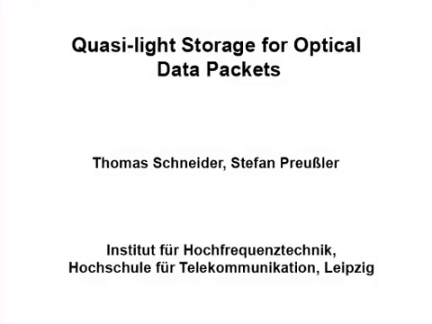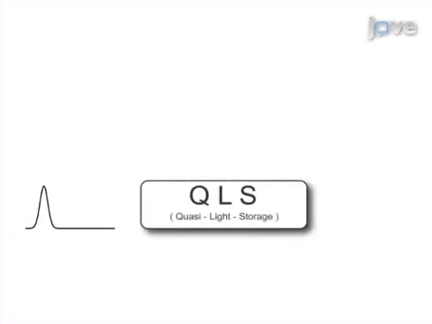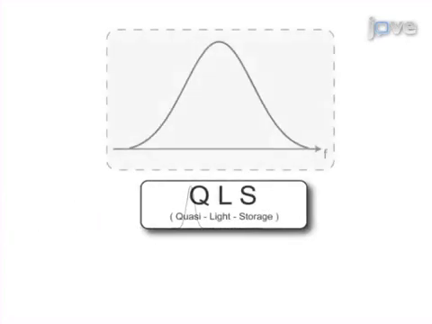The overall goal of this procedure is to store and delay information encoded in optical data packets by exploiting time-frequency coherence. This is accomplished by first injecting an optical data packet into the quantum light storage (QLS) system.